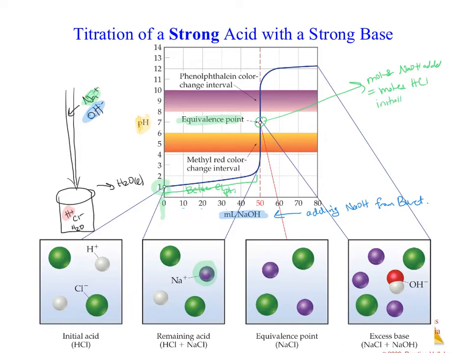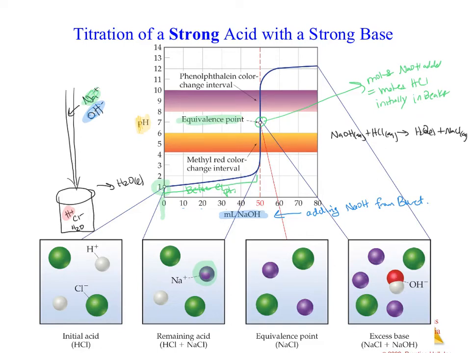initially in the beaker. So if I'm adding equal moles, that means I only have products left over. So NaOH aqueous plus HCl aqueous produces H2O liquid and NaCl aqueous.